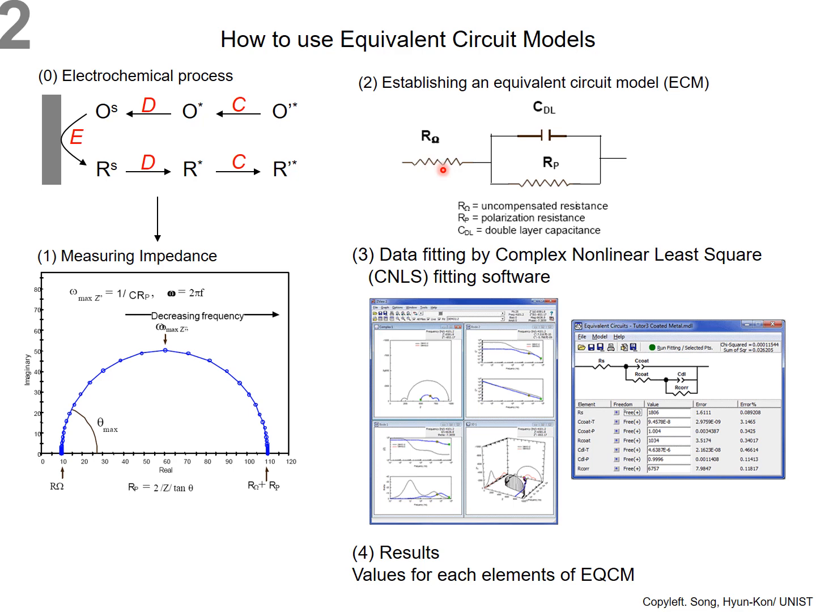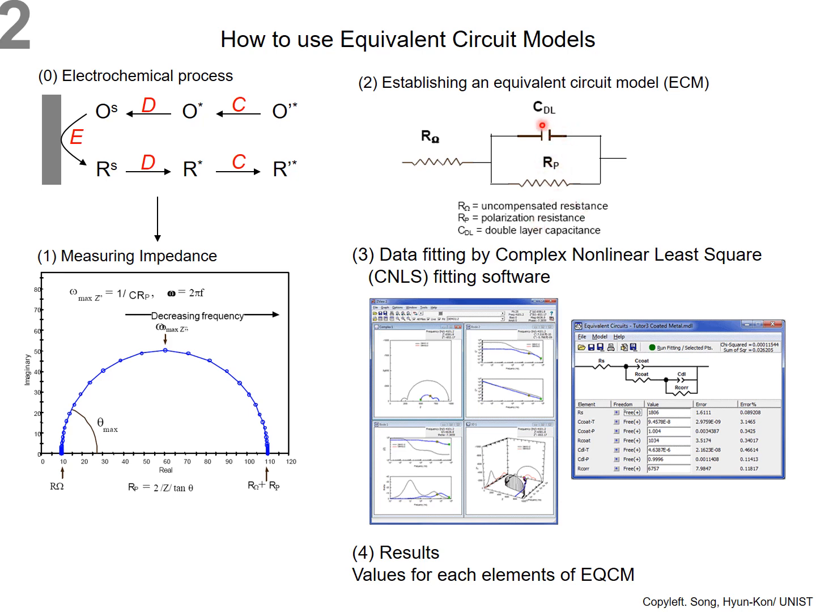For example, here is the ohmic resistance responsible for solution resistance. This could be obtained from around here. You have some resistance at very high frequency. It means we have the solution resistance. Also, this semicircle is responsible for the Faradaic processes. In that case, usually we set up a parallel circuit of capacitance and resistance.